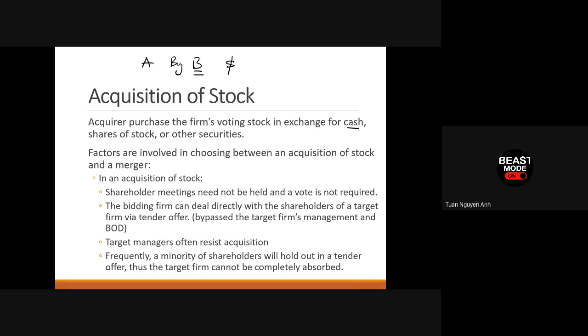The bidding firm can deal directly. Bidding here is the acquirer. The acquirer can deal directly with the shareholders of a target firm because no meeting is needed via tender offer. So they can go to the big shareholders of firm B and make some offer, and of course they can bypass the target firm's management and board of directors of B. Yeah, no meeting.